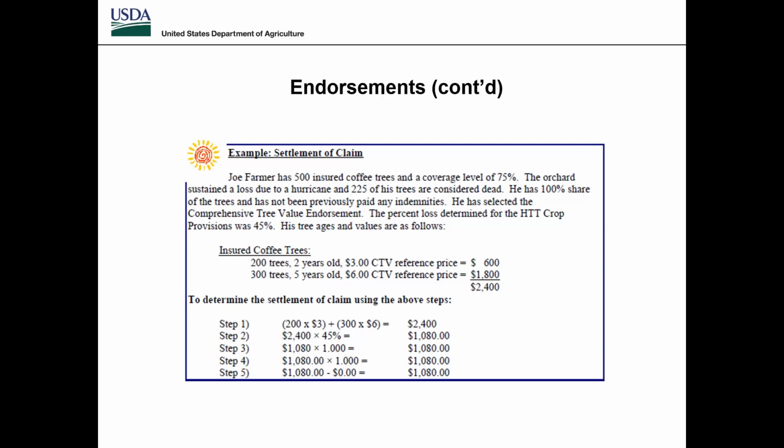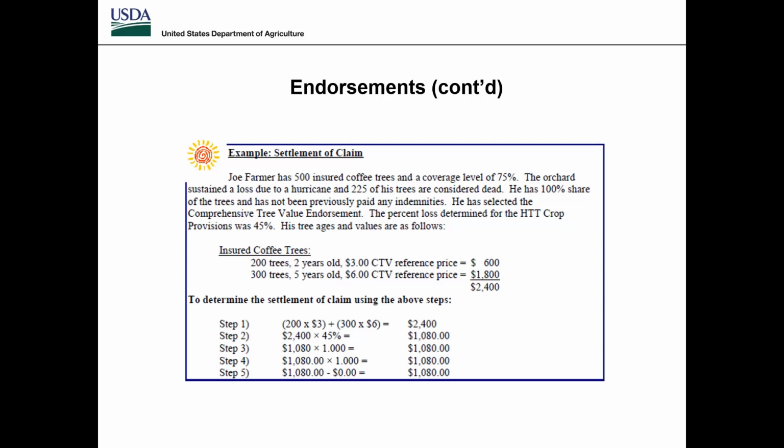So looking at the tree ages and values below, we see that he has 200 trees insured at 2 years old at $3 CTV reference price, totaling $600. 300 trees that are 5 years old, receiving a $6 CTV reference price. And following step 1, we would combine those two totals and we would get $2,400.